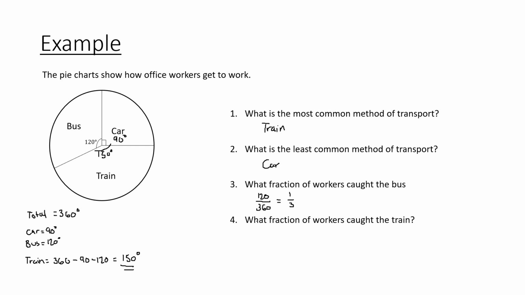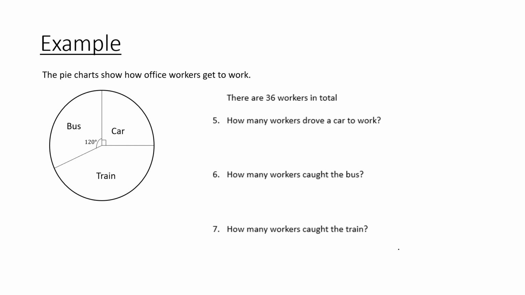Question 4, what fraction of the workers caught the train? So again, train, we know that train is 150 degrees. And then we divide it by 360 to find our fraction, simplified fraction, which is 5/12. So that's our simplified fraction for workers that caught the train. Now, example continued. Let's just write in that missing information that's on here. So this is the same example, just continued onto another section.